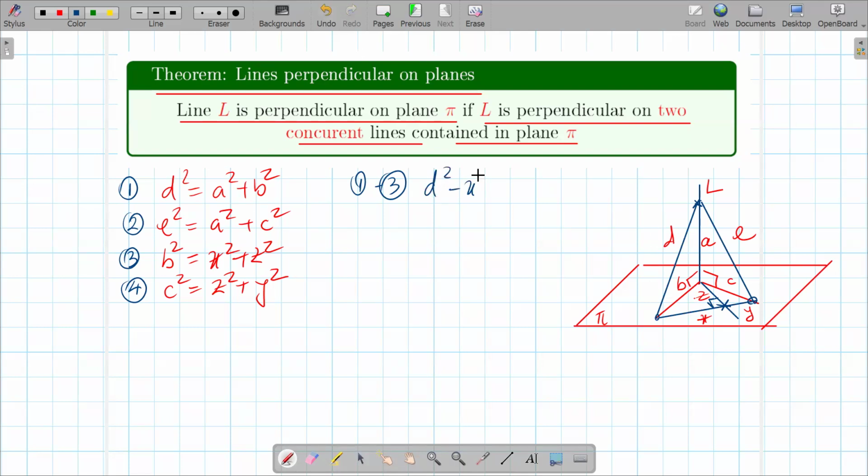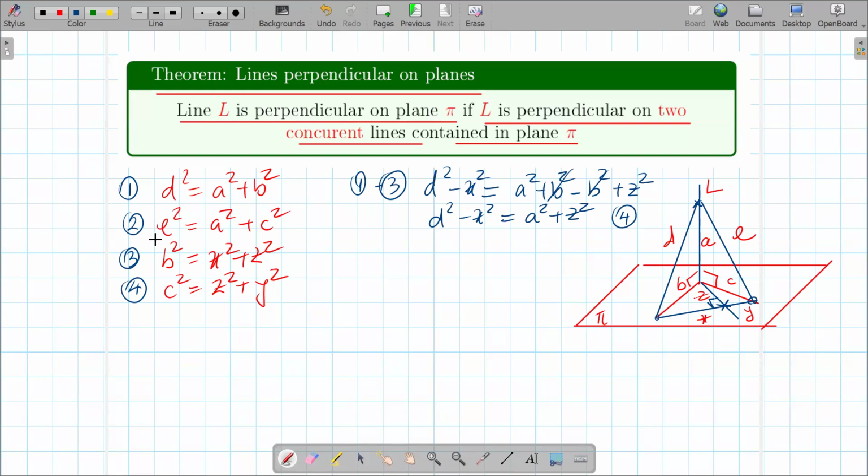So d squared minus x squared, well, d squared is equal to a squared plus b squared. And from relationship number three, x squared is b squared minus z squared, so minus b squared plus z squared, no? All right. Well, b squared and negative b squared cancel each other. So we've got d squared minus x squared is equal to a squared plus z squared, no? Okay, let's call this relationship number four.